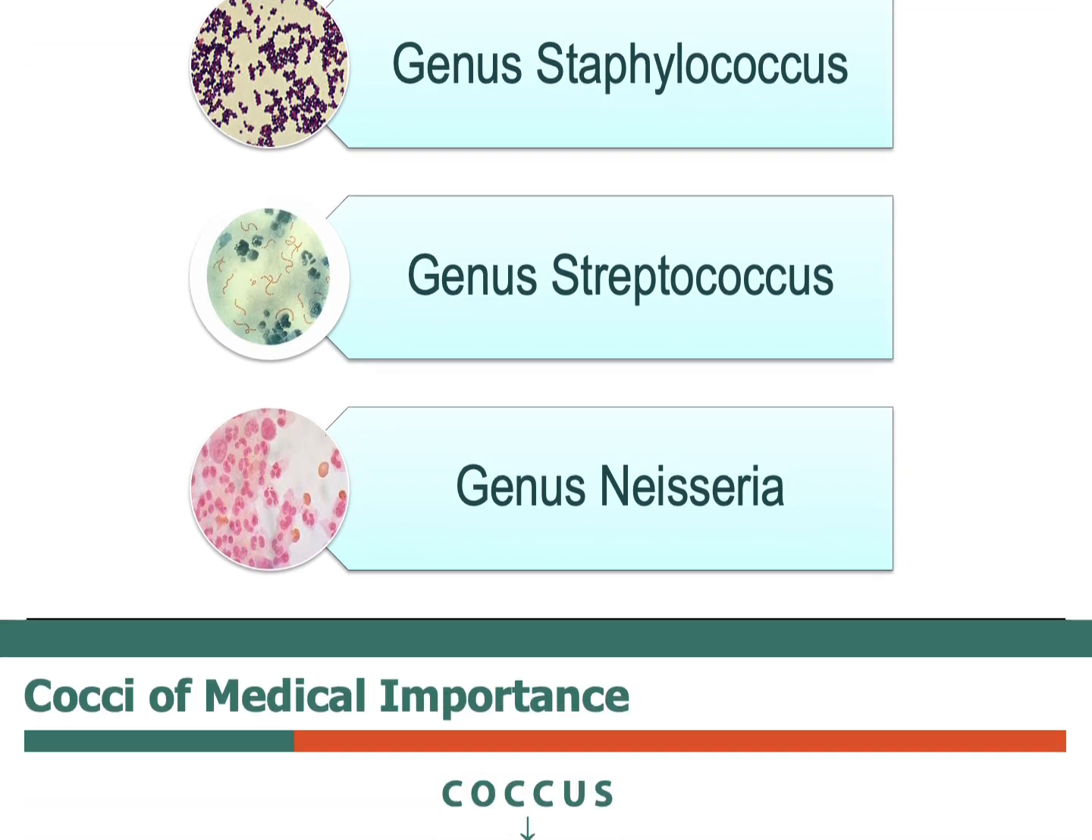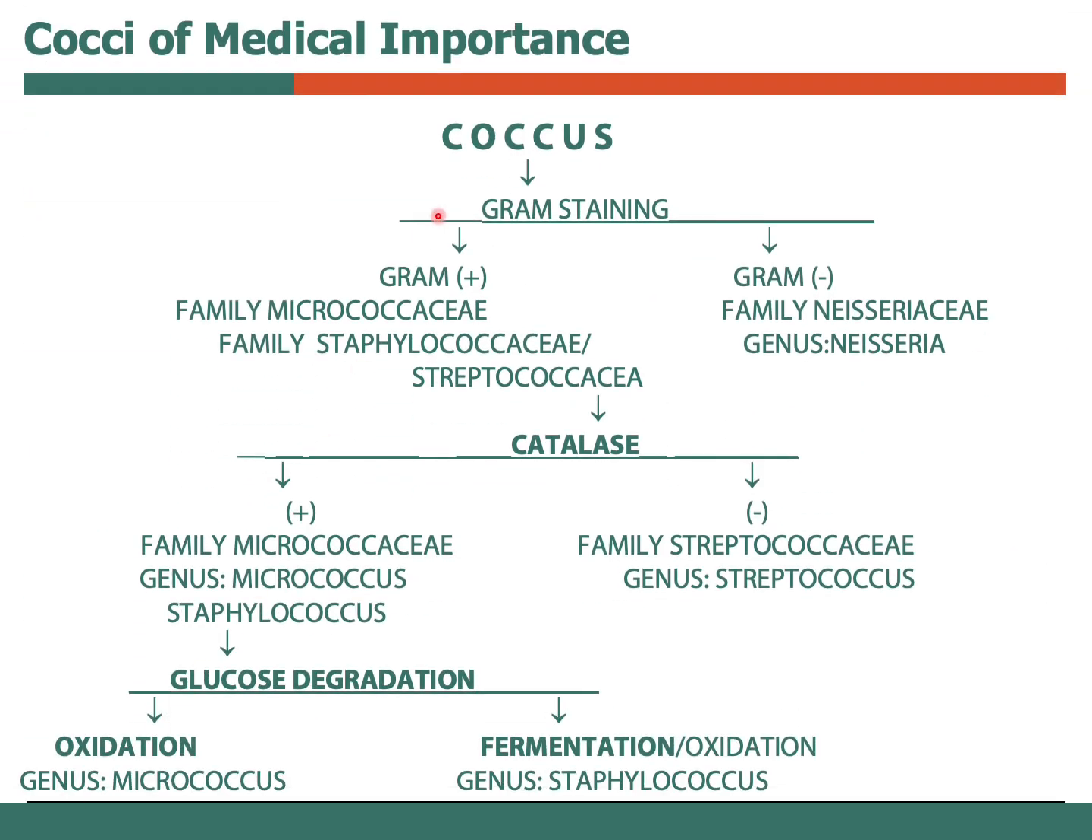The first thing to do in order to differentiate the two, or the cocci in general, is to perform gram staining. Gram staining is a key diagnostic tool in the microlaboratory. It is the first step to give you a presumptive identification of the organism. The principle behind it is based on cell wall differences.